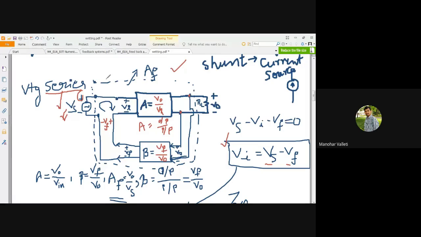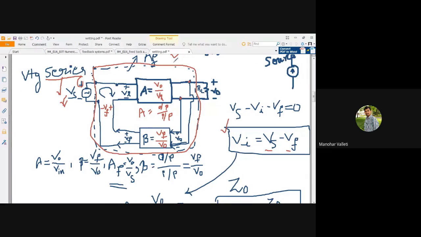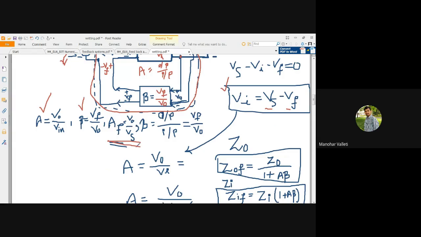A is the actual normal amplifier. If you consider this dotted line, this is the feedback amplifier, with the feedback inside. Then AF is the feedback gain. How do we write the feedback gain AF? For this green block diagram, the output is V naught and the input is Vs. So AF equals V naught by Vs. A you already know, beta you already know, and Vf by V naught we already wrote.